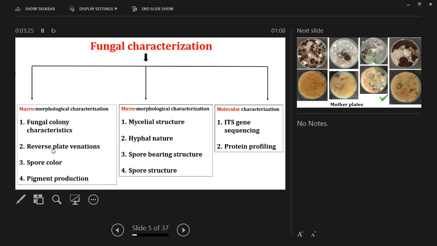Yes, you need to document the reverse plate because the reverse plate produces venation, which is very much essential to identify the fungi. Spore color could be black, green, or you can see other colors. And there will be pigment production. Some fungi will produce pigment, usually in the reverse plate, which is very much evident. Some pigments can be diffused in the media. So for mycelial structure in micro, while we do the lactophenol cotton blue staining, we will look at mycelial structure, hyphal structures, spore bearing structures. All these structures have to be observed microscopically after lactophenol cotton blue staining. Finally, the ITS gene is being proposed as a universal DNA barcode for fungi. Few use protein profiling also.